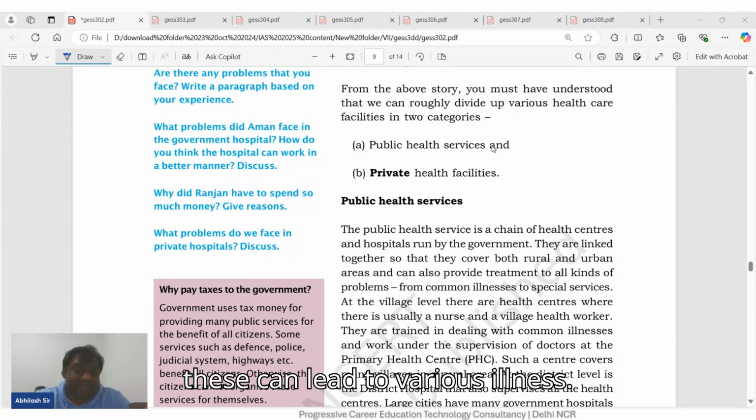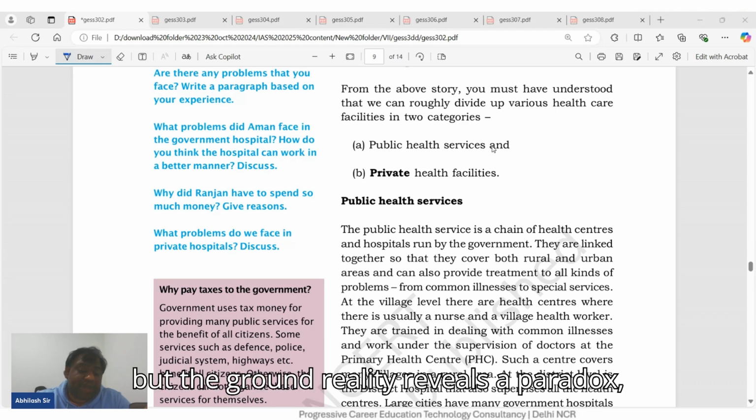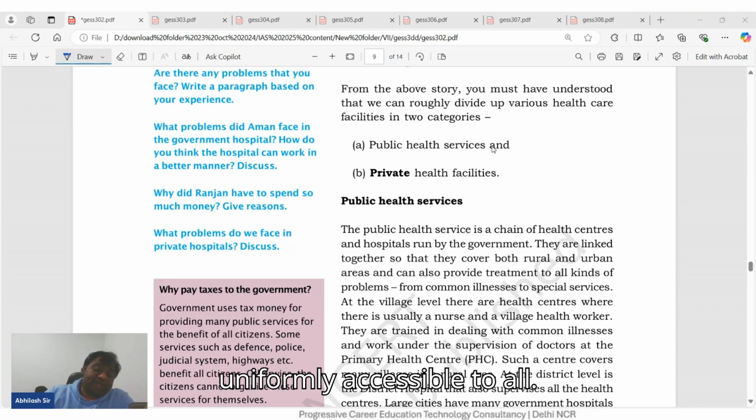Lack of these can lead to various illnesses. In India, there is a vast network of doctors, clinics, and hospitals, both public and private healthcare. However, the availability of healthcare is unequal, and many citizens face challenges in accessing quality health services. The Constitution of India upholds the right to health as a fundamental right, but the ground reality reveals a paradox where healthcare services are not uniformly accessible to all.